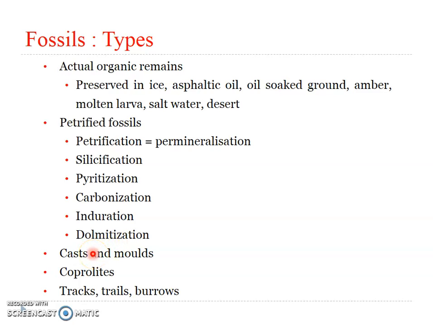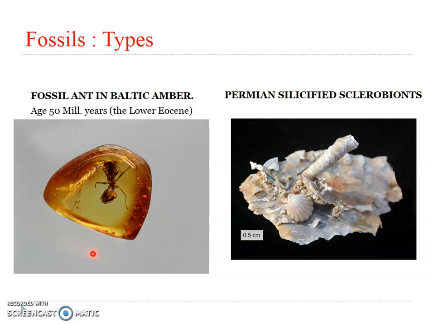Okay, then we have the casts and molds, the natural molds and casts. It's a group of fossils formed by the hardening of the surrounding materials in which the organism was buried. Okay, so here it will be a little more clear with the picture. So here you have the amber and the ant trapped inside the amber. Okay, it is from like 50 million years ago.